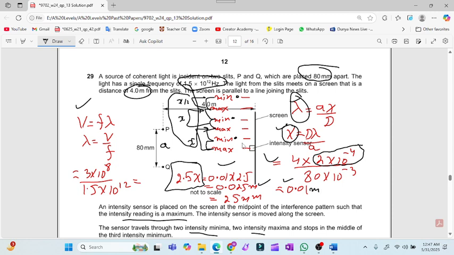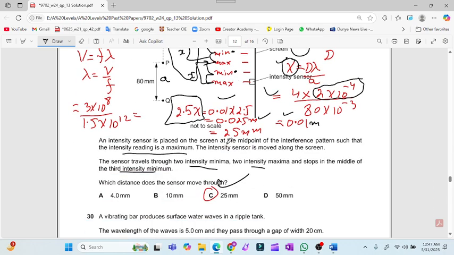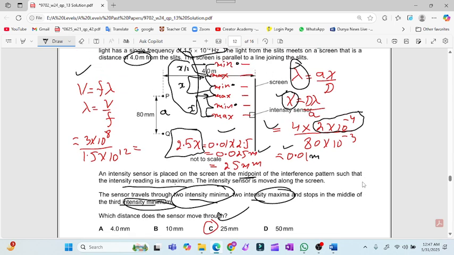Now he is saying, how will you proceed further? He is saying that the reading is the maximum at the midpoint. It means that at the midpoint there is a maximum. Now he is saying that there are 3 minima and 2 maxima. So we will mark 3 minima and 2 maxima. So 1 maxima, and we have to mark the 3 minima in any way. Minima, then minima, then minima.